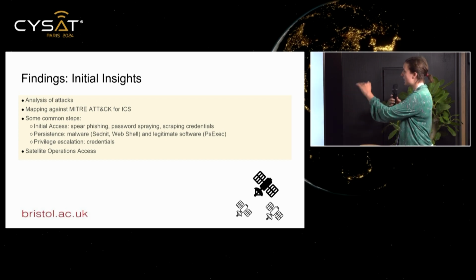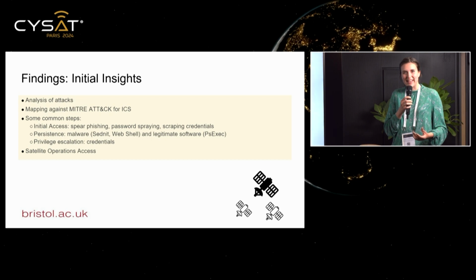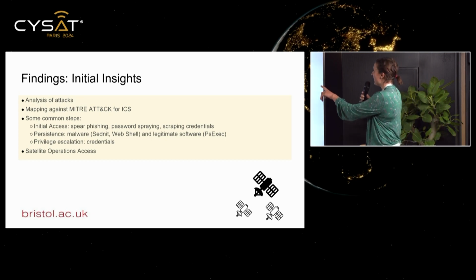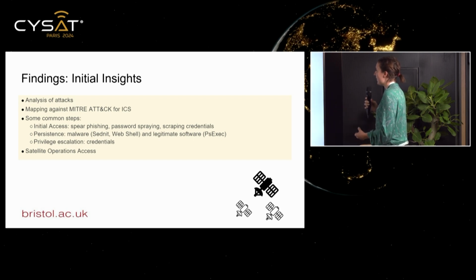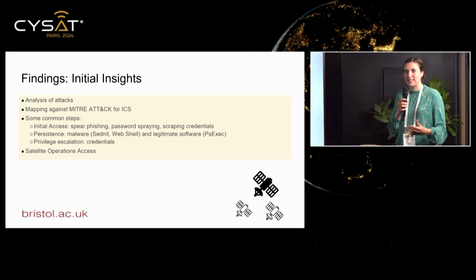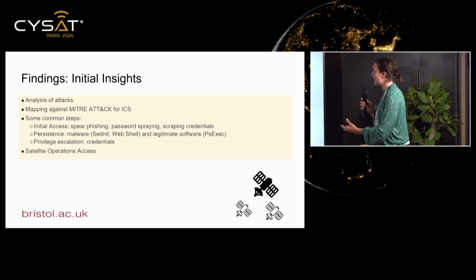Some of the attack steps that I found: one of them was initial access. Here you can see that attackers, of course, needed to initially access the satellite infrastructure in order to then conduct further attacks. Some of the attack types you would also see in other types of infrastructure. People can use spear phishing and password spray attacks against other types of infrastructure, but they also used them in this case for satellite systems or satellite operating infrastructure.